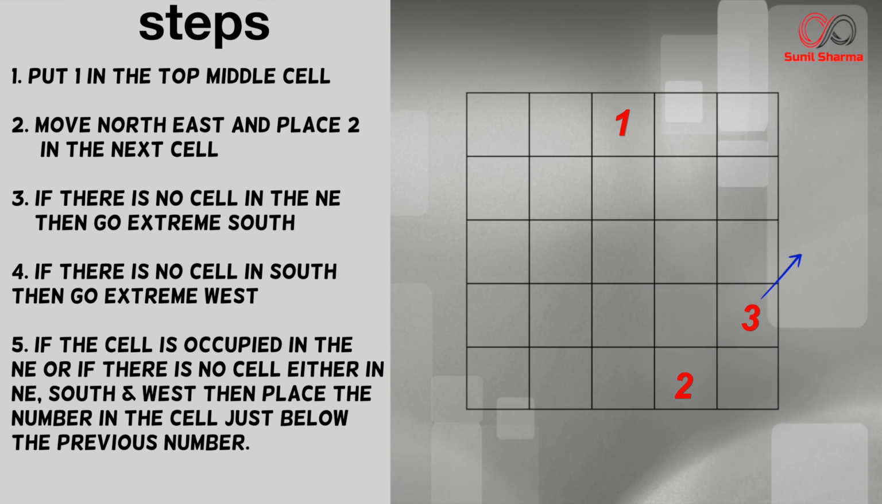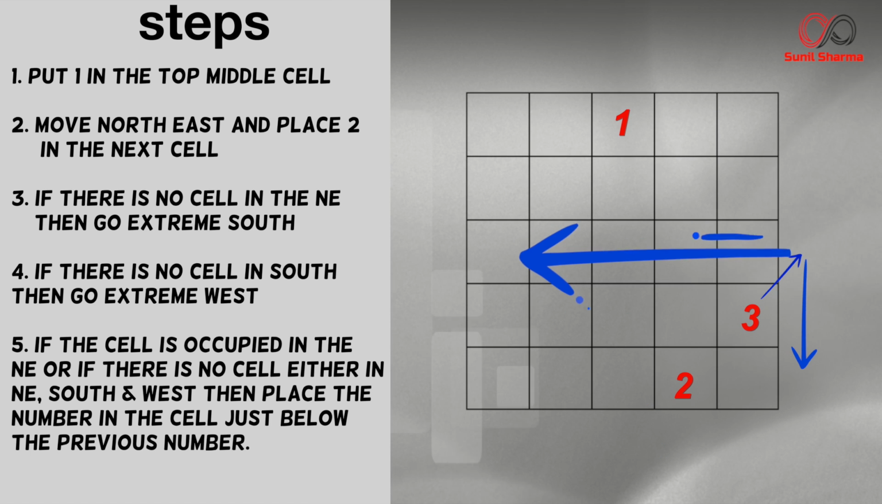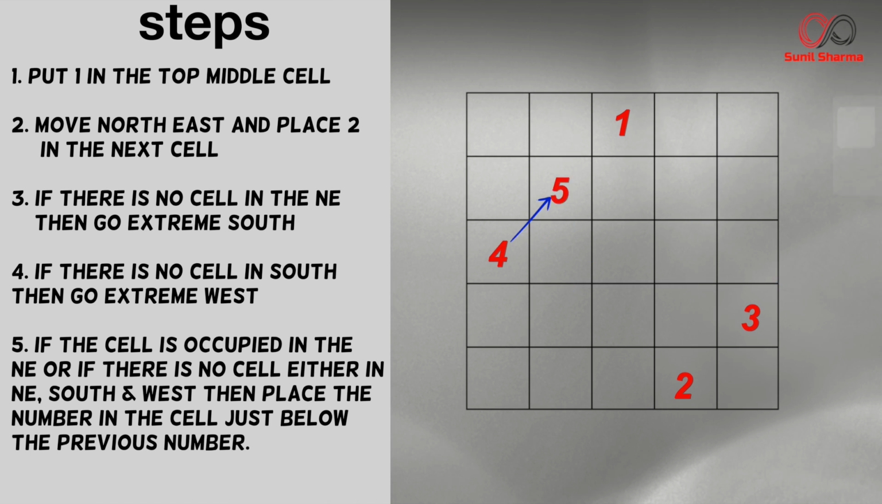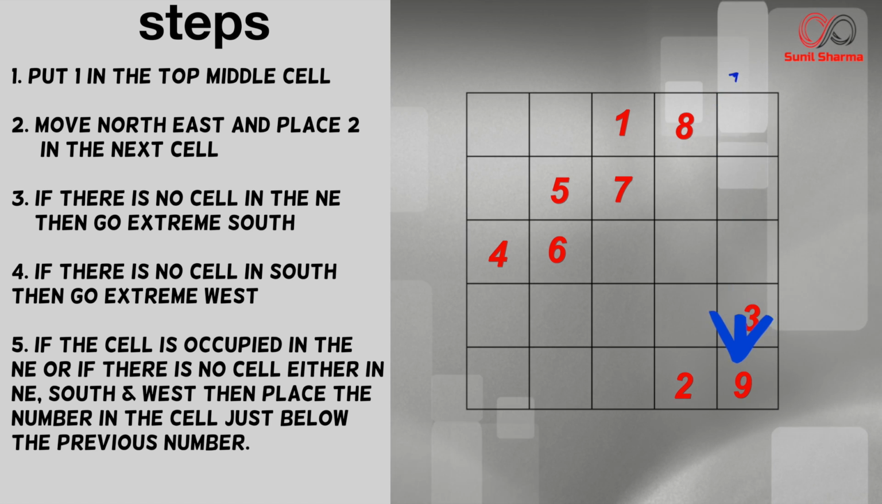Let's move northeast again, but there is no cell. Again in the south there is no cell. So we'll put 4 extreme west. Moving northeast, let's place 5. But now if you move northeast, we'll see it is occupied, so we'll place 6 below 5. Again we'll move northeast, place 7, northeast, 8. Again move northeast, but there is no cell in the northeast direction. Move extreme south, place 9.